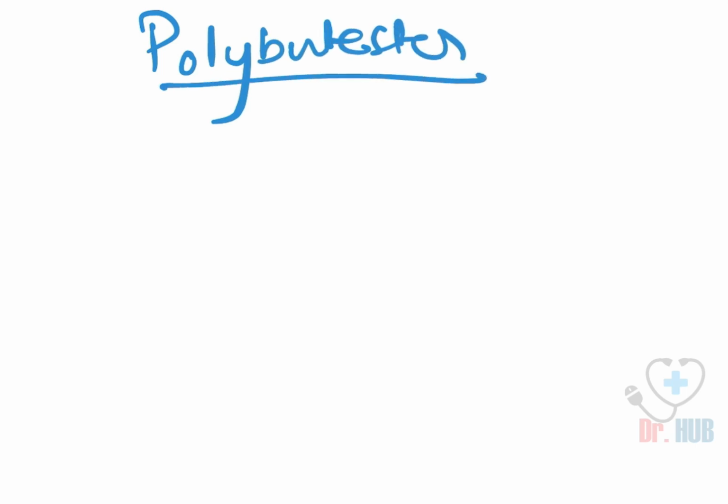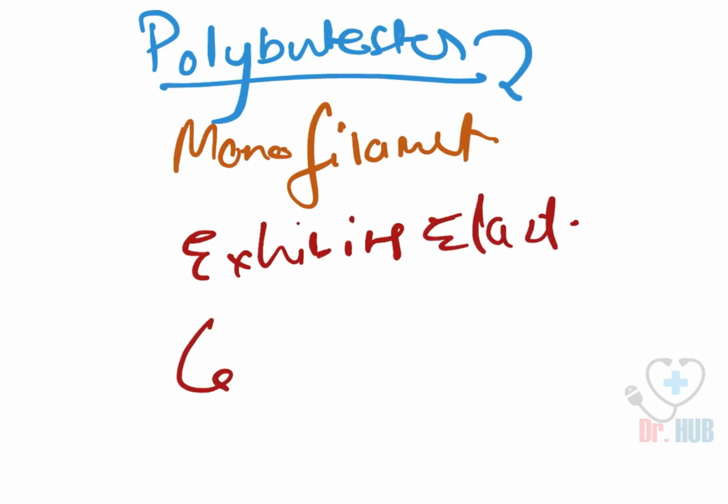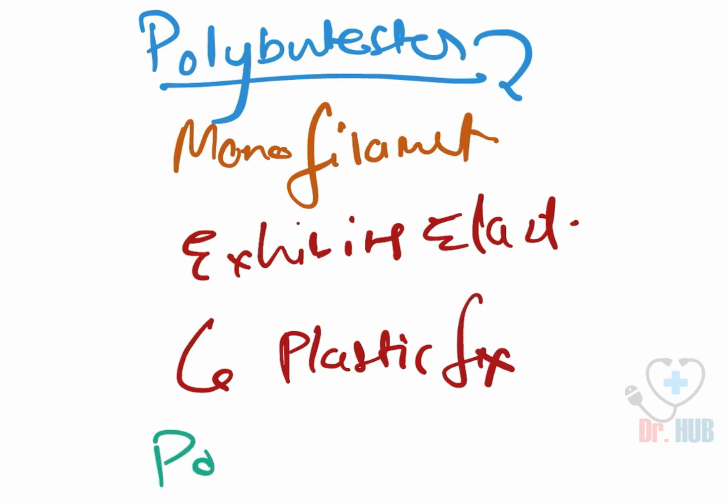Then we move on to another non-absorbable, polybutester. Polybutester is a monofilament, and it exhibits elasticity. So it is used in plastic surgery.